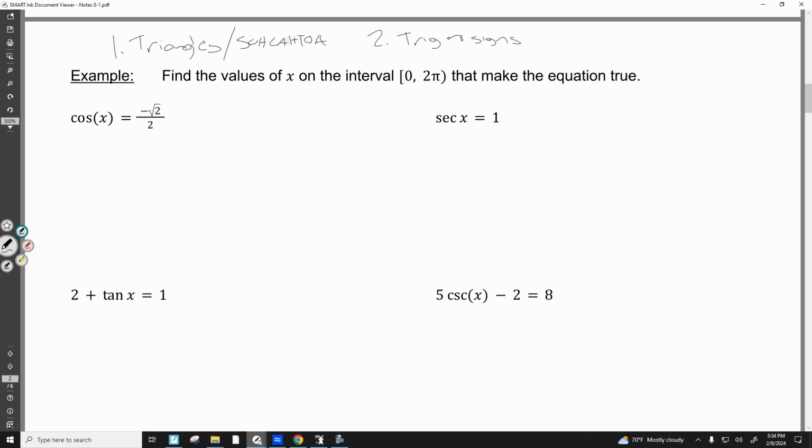Cosine is negative in the second quadrant. So I'm going to give you a little hand. I'm going to give you a helper so that we can easily find what's typically our two solutions, but not always. Everybody draw a little unit circle, just like an XY axis, please, in the middle of your paper.